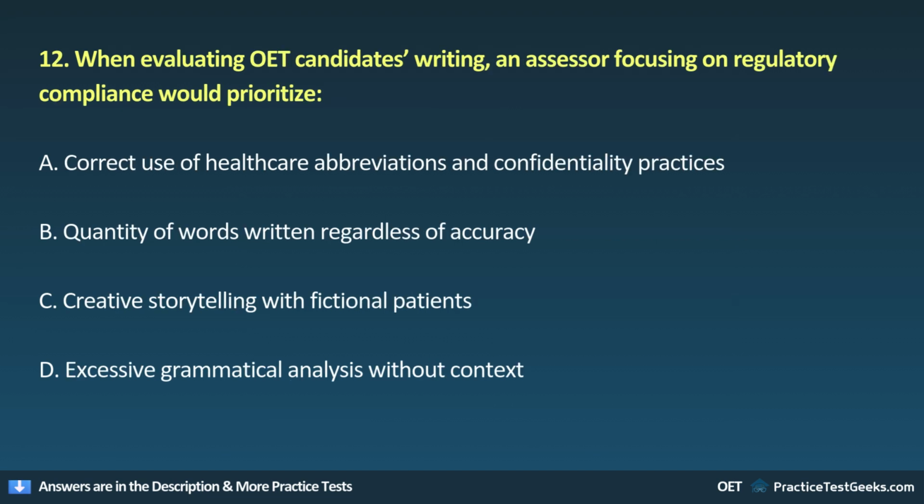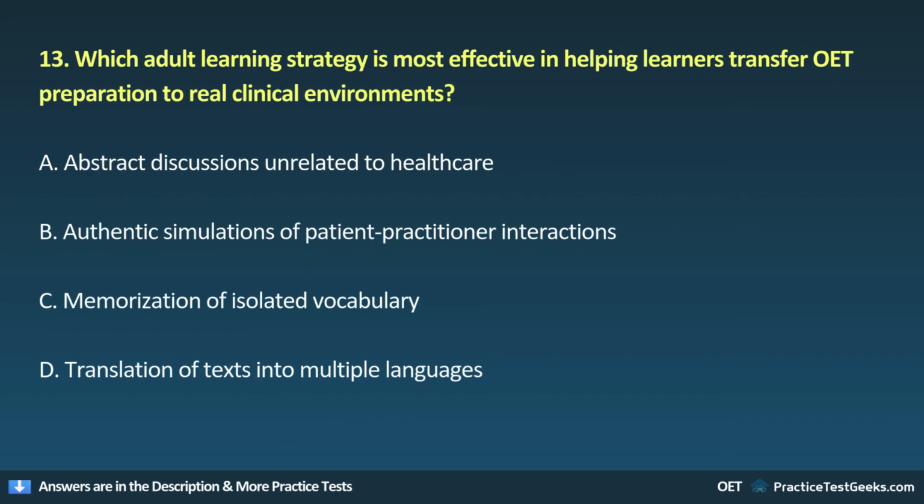12. When evaluating OET candidates' writing, an assessor focusing on regulatory compliance would prioritize A. Correct use of healthcare abbreviations and confidentiality practices. B. Quantity of words written regardless of accuracy. C. Creative storytelling with fictional patients. D. Excessive grammatical analysis without context.